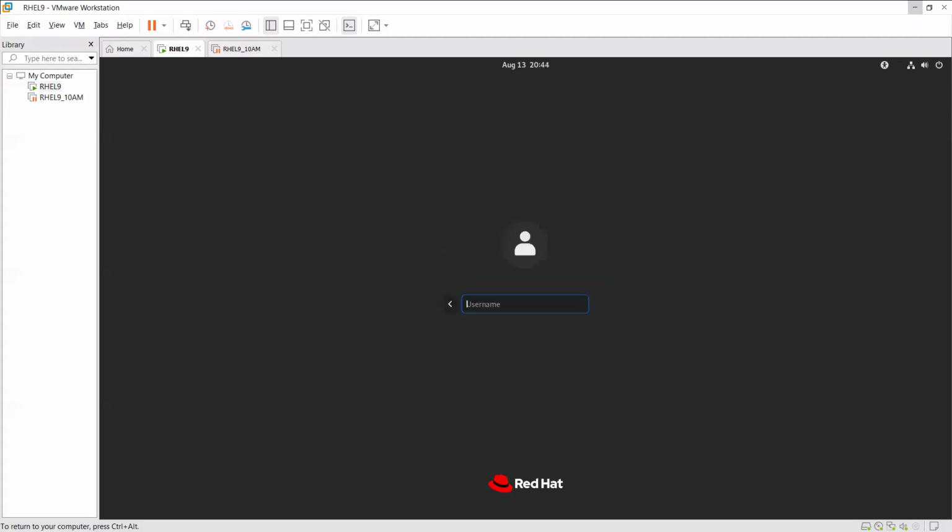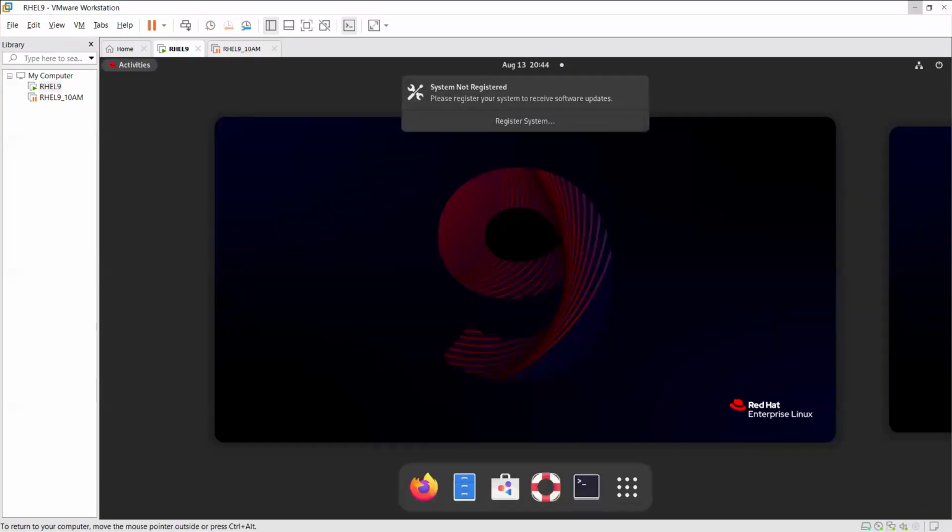Okay, so now let me log in. Again, it is a graphical user interface. And now, how do we change your current system state? The current system state means what I have explained previously.